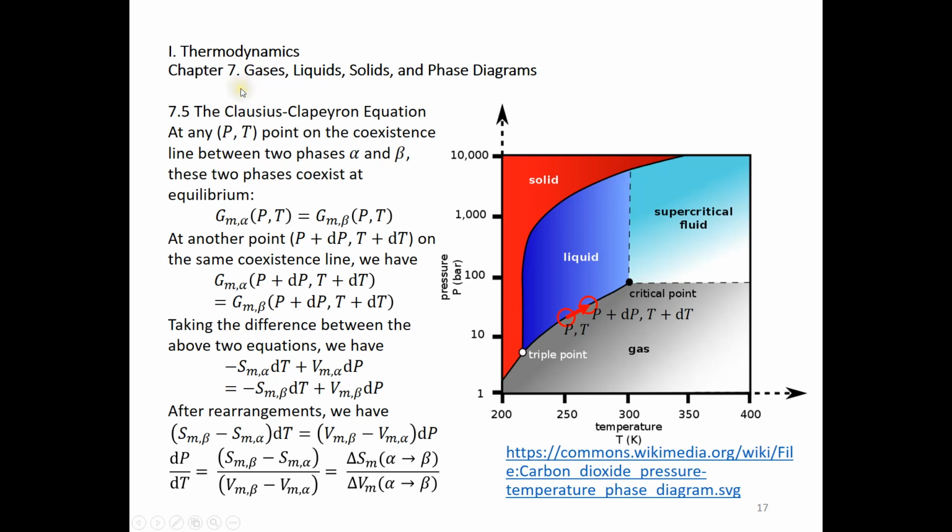Chapter 7 Gases, Liquids, Solids, and Phase Diagrams. Section 7.5 The Clausius-Clapeyron Equation.